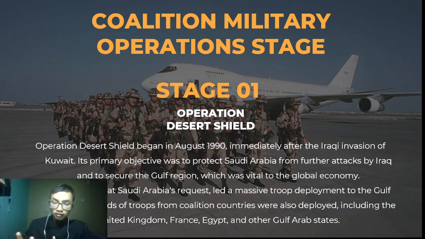Its primary objective was to protect Saudi Arabia from further attacks by Iraqi forces and secure the Gulf region, which was vital to the global economy. Also, the United States, at Saudi Arabia's request, led a massive troop deployment to the Gulf region. Thousands of troops from coalition countries were also deployed, including the United Kingdom, France, Egypt, and other Gulf Arab states.